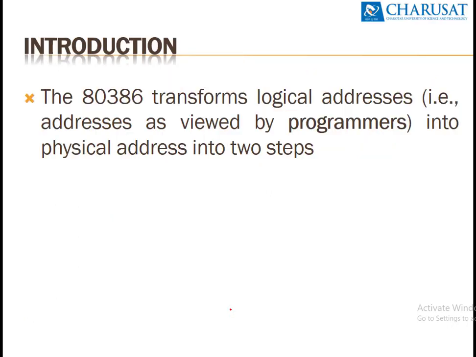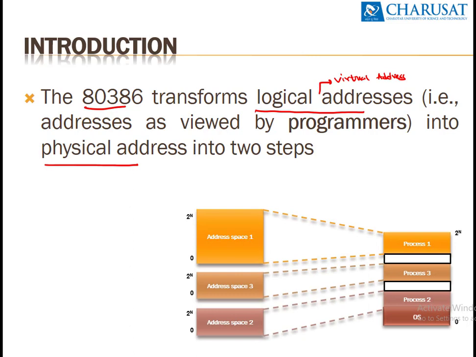So let's start with address translation. 80386 transforms a logical address into a physical address. The logical address is also known as the virtual address. It is carried out in two steps, but before the two steps, let's look at the microprocessor's point of view. What is the view of the microprocessor? So this is physical memory, PM, and this is virtual memory.